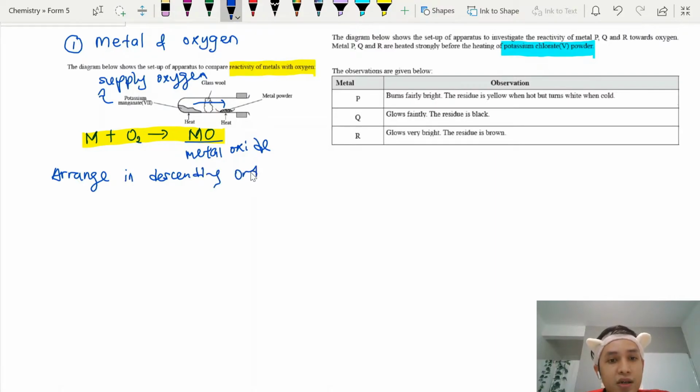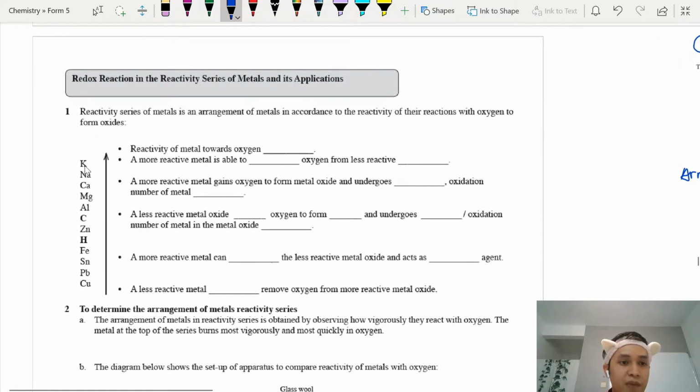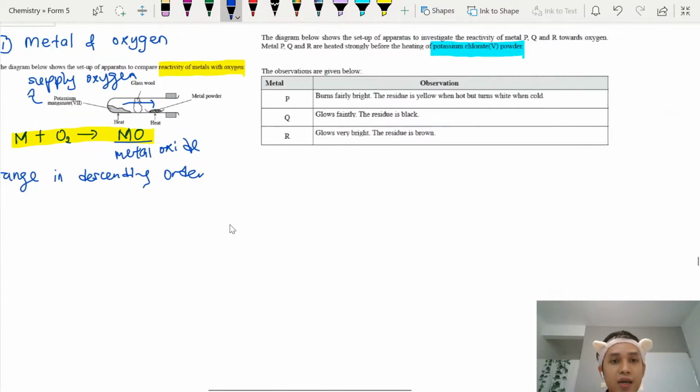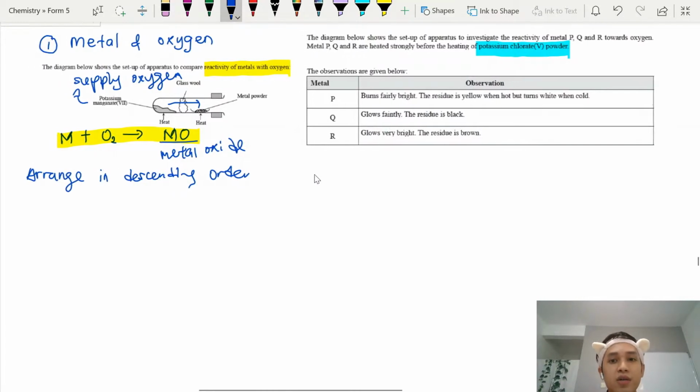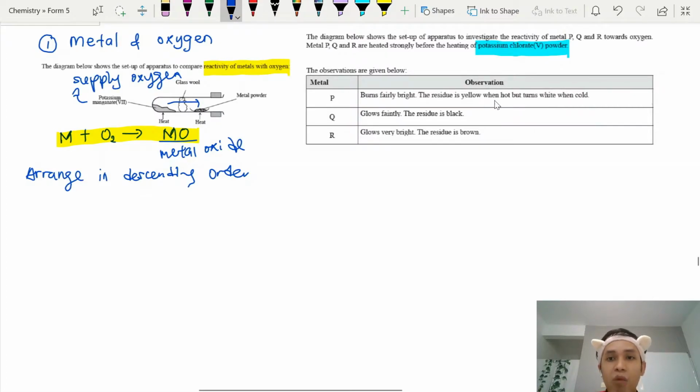All right, descending order, meaning I need to arrange the metals from more electropositive to less electropositive, meaning from higher to lower. But in this case, they give me unknown. So in order to arrange, I need to look at the observation. Very important here. We always refer to the observation.